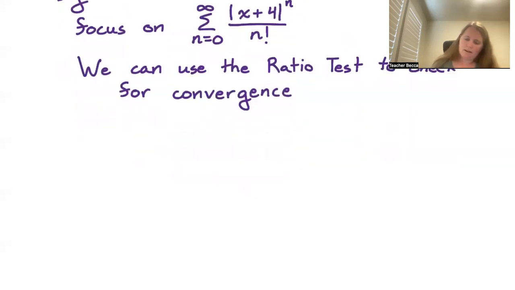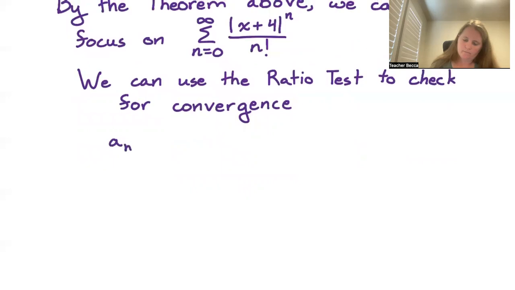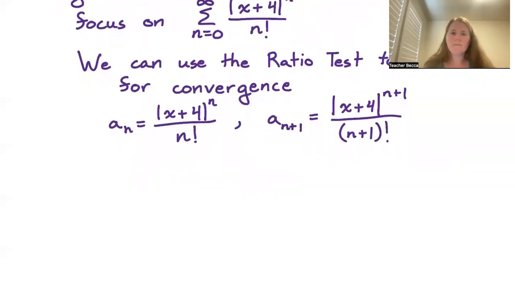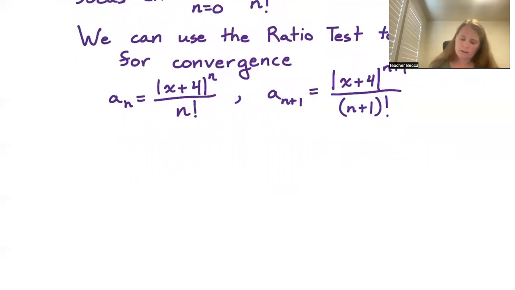So our a sub n would be the absolute value of x plus 4 raised to the n over n factorial. And our a sub n plus 1 would be the absolute value of x plus 4 raised to the n plus 1 over n plus 1 factorial. So the ratio test says that we should look at the limit as n goes to infinity of a sub n plus 1 over a sub n.